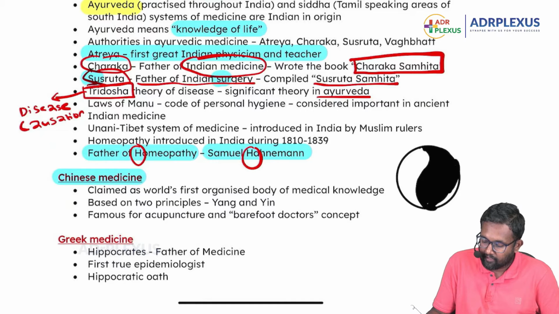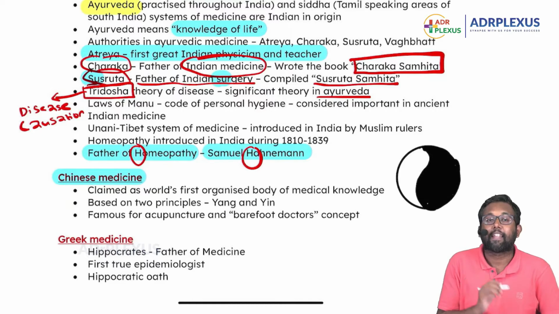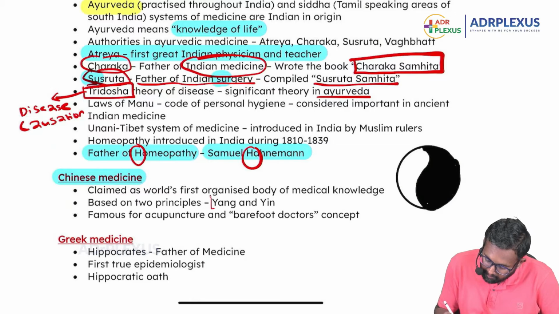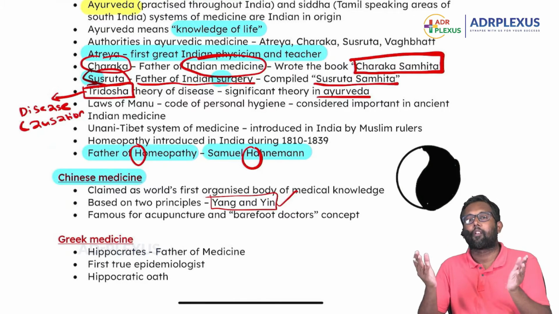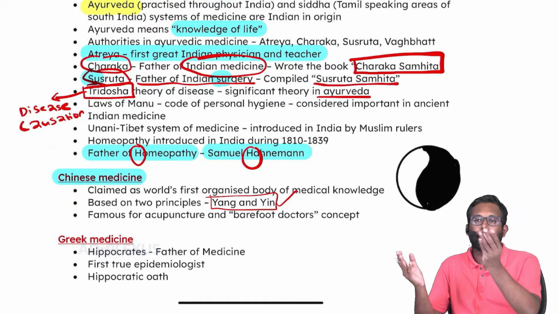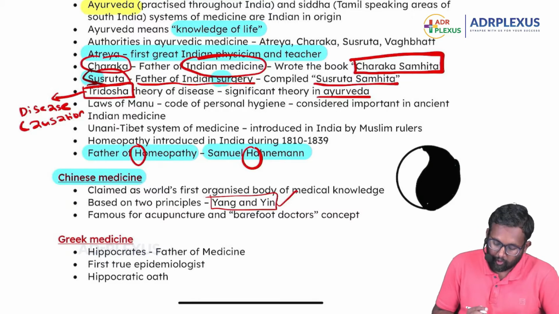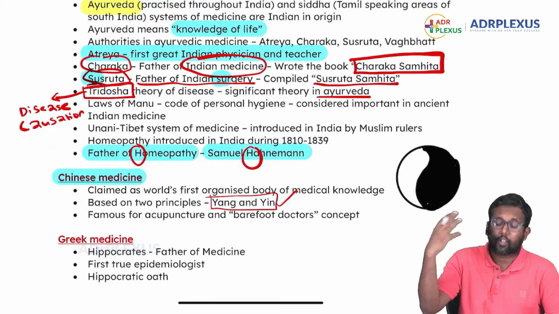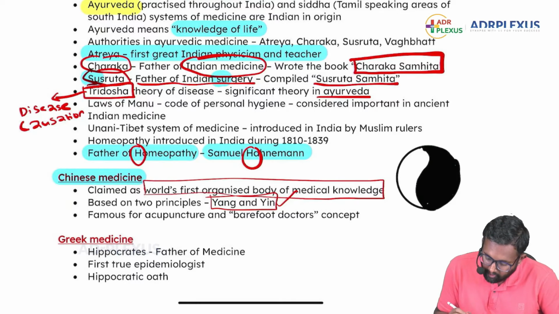Good and bad, sick and healthy. This principle is called yin and yang. What is this principle called? It is called the yin and yang principle. So our Chinese medicine is based on this principle. You would have seen this symbol in many Chinese movies, Kung Fu Panda. They say Chinese medicine is the world's first organized body of medical knowledge.